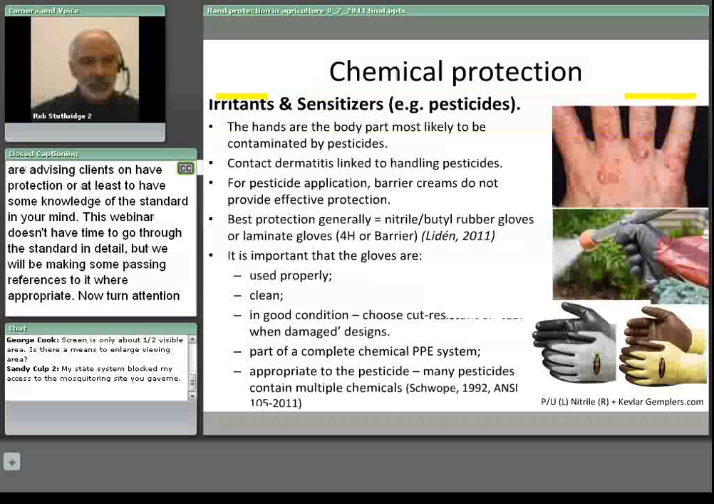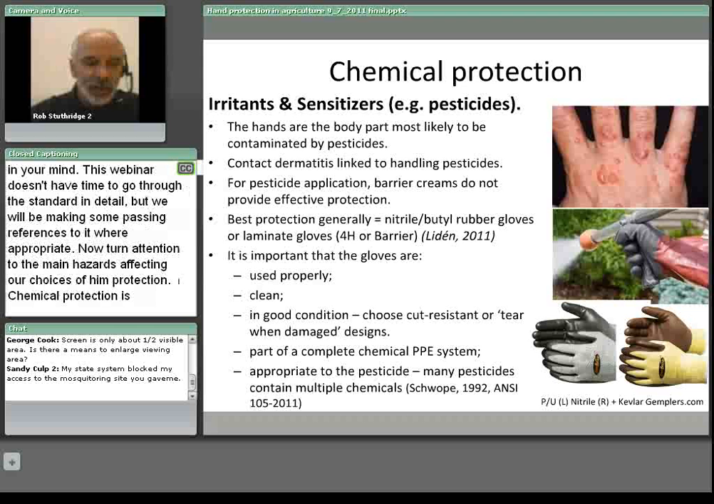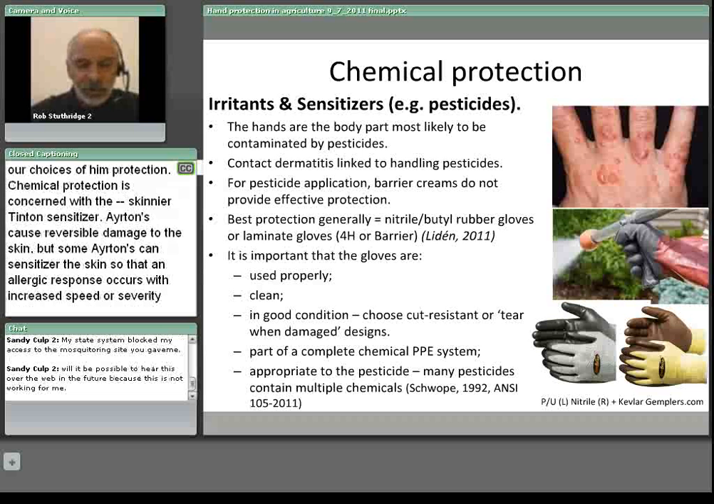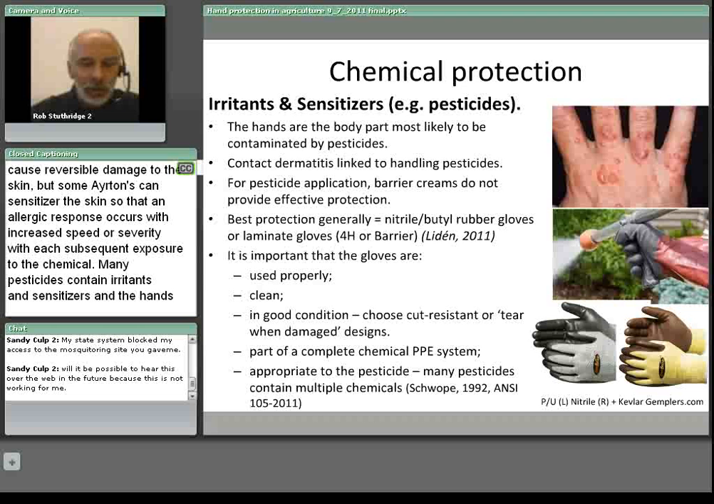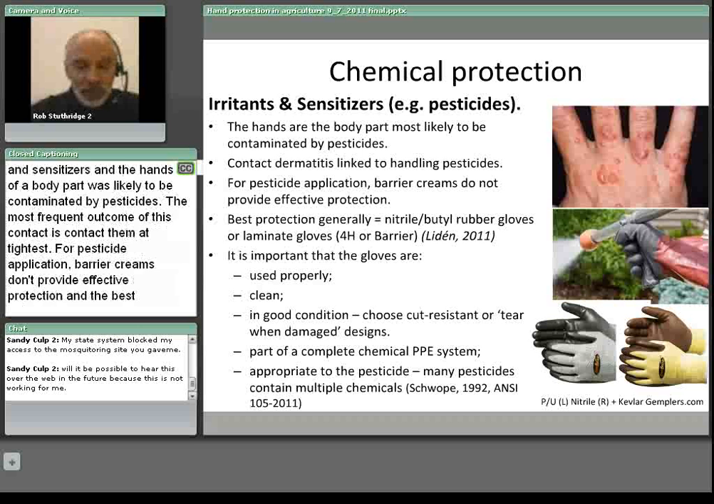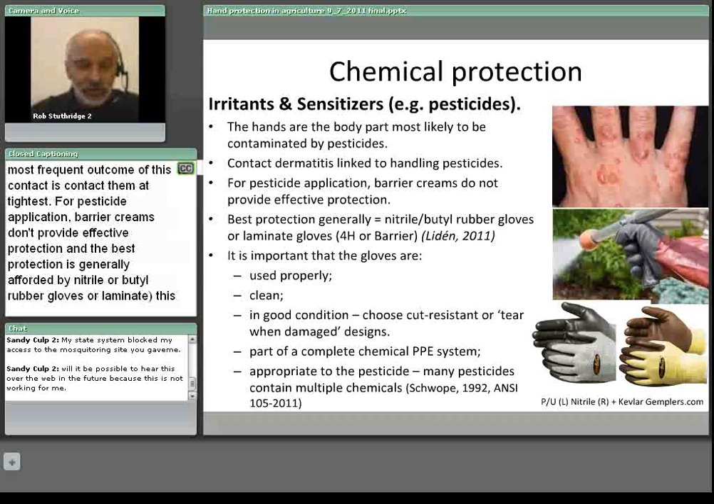Chemical protection is concerned with skin irritants and sensitizers. Skin irritants cause reversible damage to the skin, but some irritants can sensitize the skin so that an allergic response occurs with increased speed or severity with each subsequent exposure to the chemical. Many pesticides contain irritants and sensitizers, and the hands are the body part most likely to be contaminated by pesticides. The most frequent outcome of this contact is contact dermatitis. For pesticide application, barrier creams don't provide effective protection, and the best protection is generally afforded by nitrile or butyl rubber gloves or laminate gloves. But specific chemicals necessitate choosing appropriate glove construction, and we'll discuss glove materials in more detail shortly.